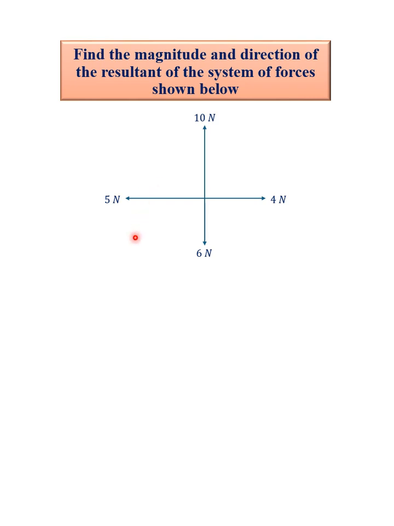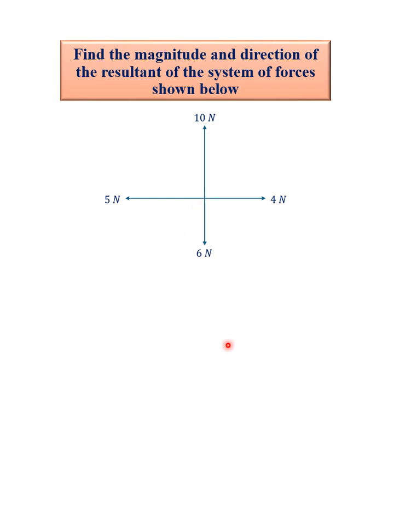Welcome to Knowledge Base. We have a question here that says, find the magnitude and direction of the resultant of the system of forces shown below. So we have four forces acting in the north, east, west, and south direction as shown. The aim of this question is for us to find the resultant of these forces and also the direction of the resultant. It is very simple. Watch how I'm going to do this.